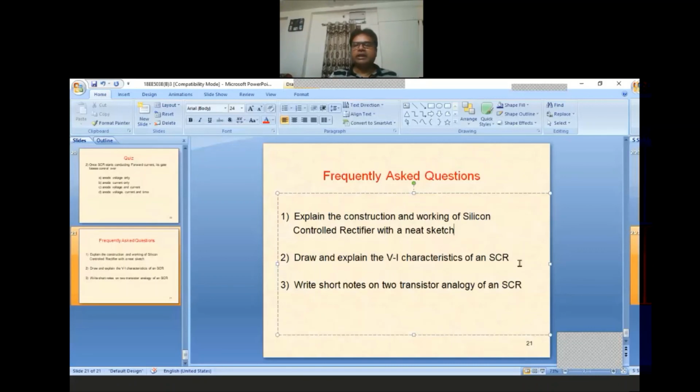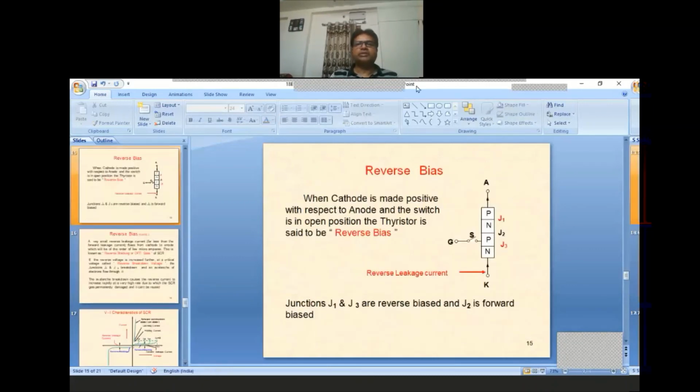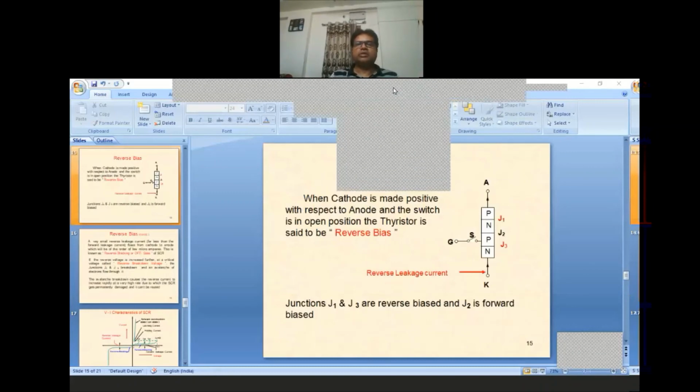Draw and explain the VA characteristics of an SCR. This we have to elaborately explain as discussed in this session, including latching current, holding current, and gate current control at different breakover voltages. Write short notes on two transistor analogy of an SCR. This is a straightforward question which we have already discussed, and these are the important aspects of SCR which we have discussed so far.